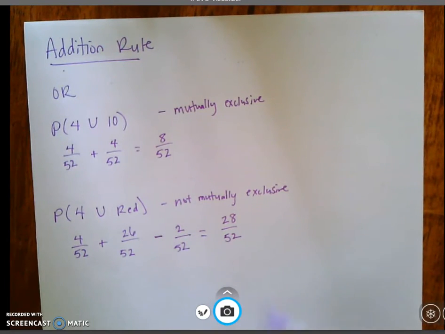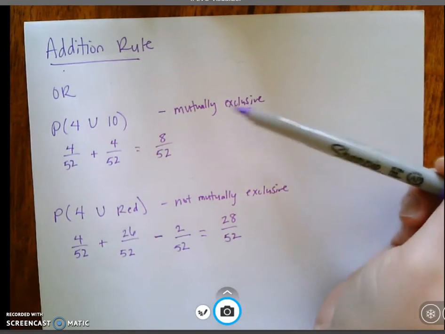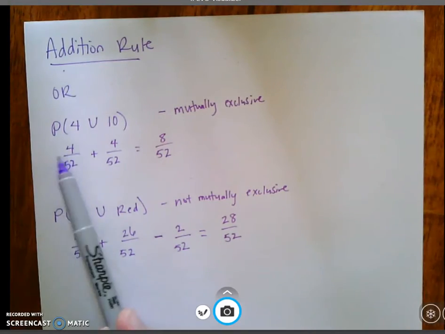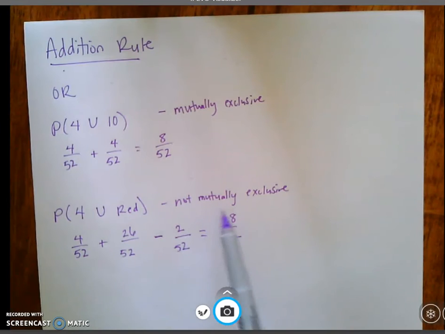Okay, so make sure you remember that if they are mutually exclusive, meaning they can't happen at the same time, you just add. If they can happen at the same time, you still add, but you have to subtract the ones that got counted twice. Let me show you why this is. I'm just going to make up an example.